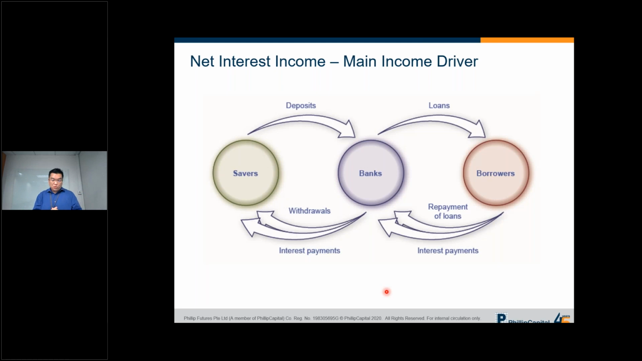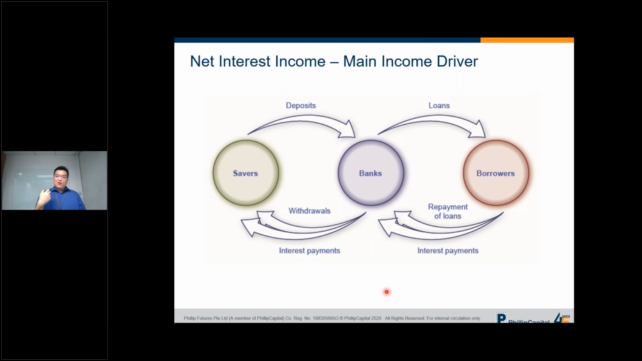JP Morgan, I've just shown you, their net interest income is about 45 to 46%. For DBS, our local bank, later you will see that it has dropped from 60% to 50%. So that is the underlying trend. Nevertheless, when it comes to analyzing banks, interest rate still plays a major part.